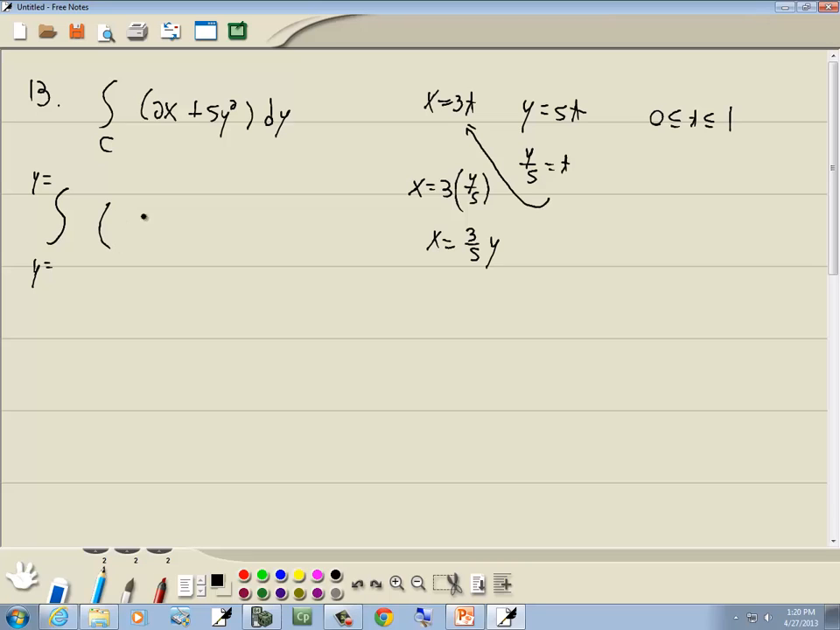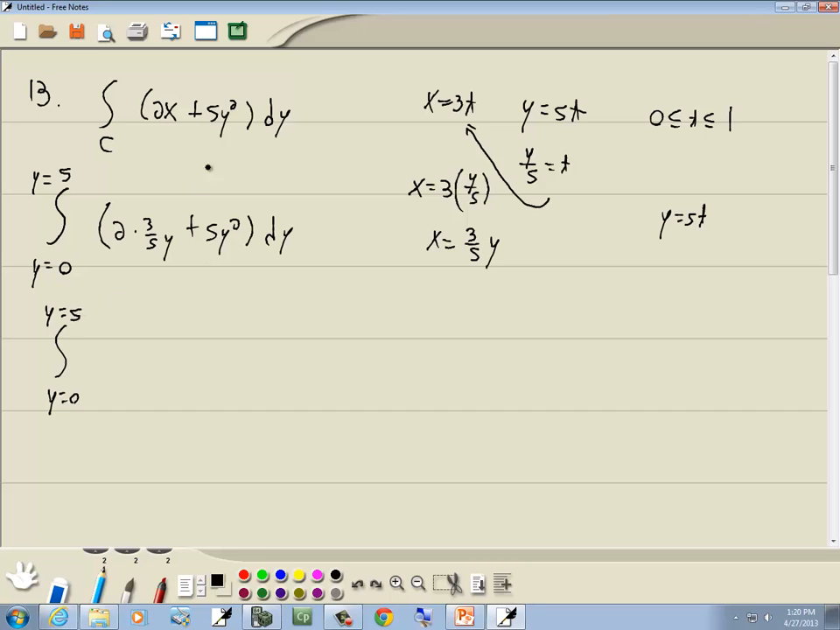First off, we said x was equal to this, so we're going to have 2 times 3/5 y plus 5y squared dy. Now to find out what our y is, we said y is equal to 5t. So if I plug 0 in for t, we get 5 times 0, we get y is equal to 0. If I plug 1 in for t, I get 5 times 1, which is 5. That's better. These have to match. Everything has to be y's, or everything has to be t's.